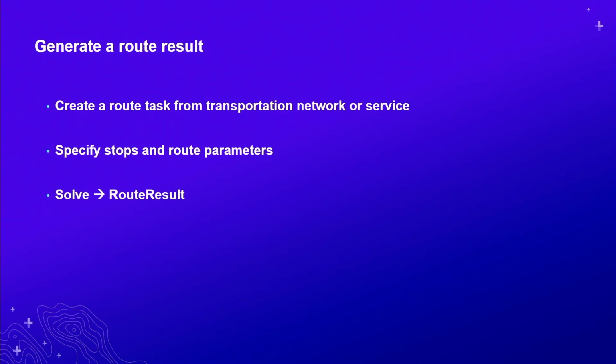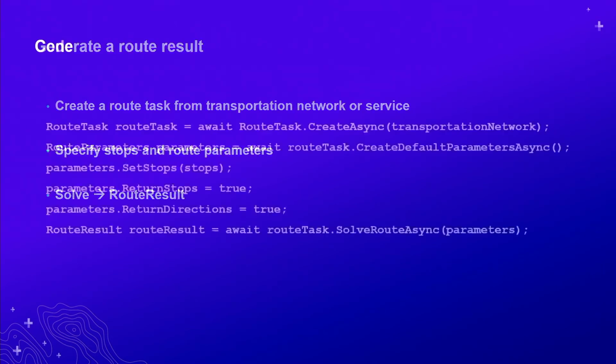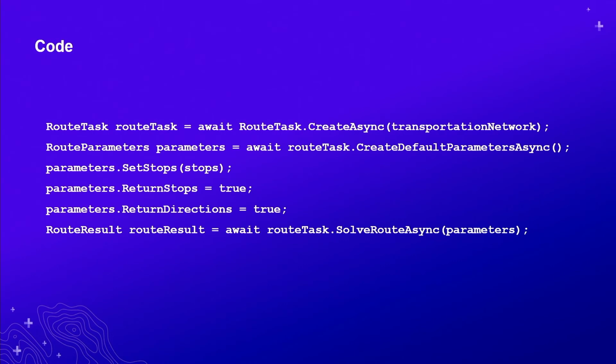So let's break these down a bit more. To generate a route result, well, first you need to create a route task from a transportation network or a service. You need to specify stops and set your routing parameters, and then you do a solve, which brings back a route result. So let's look at how this looks in code. So first, we create a route task. We're passing in a transportation network, and we get a route task back. Next, we create the default parameters from a route task. That's using the underlying transportation network or service to create the beginning properties of the parameters.